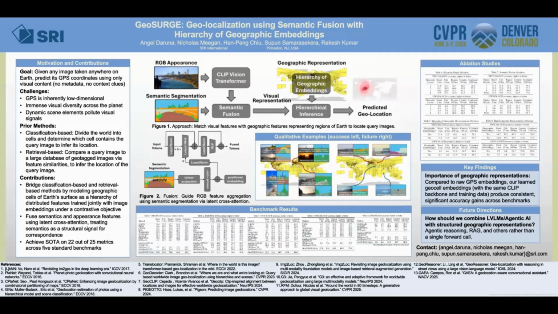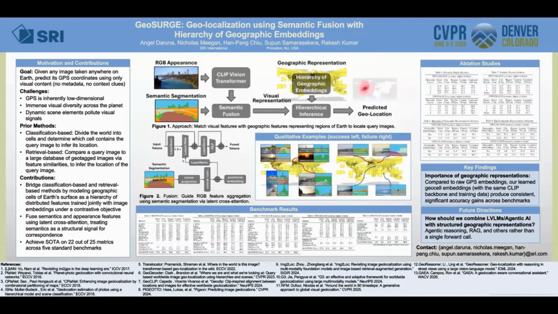We start with the RGB image, and we also generate a semantic segmentation map using OneFormer. The RGB image goes through a CLIP vision transformer to produce appearance features, and the segmentation map gives us a more structural view of the scene. The reason we use semantics is that not every pixel should matter equally for geolocation. Some regions are stable and location informative. Other regions, like people or vehicles, may be visually prominent but unreliable. This map gives the model a way to reason about that structure.